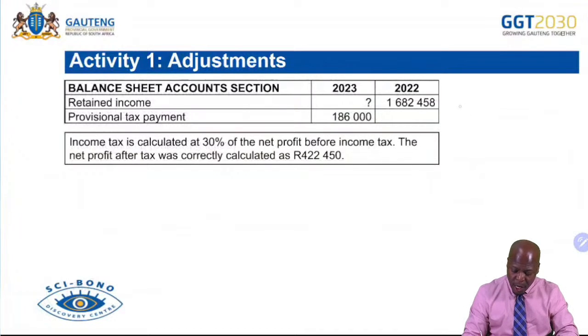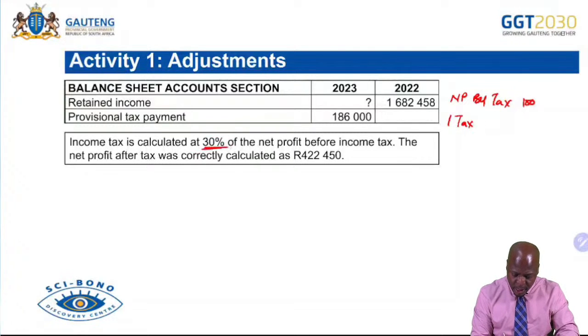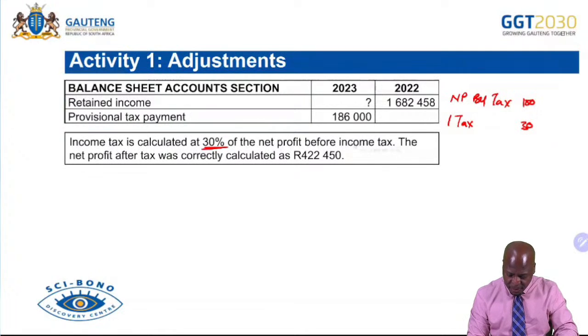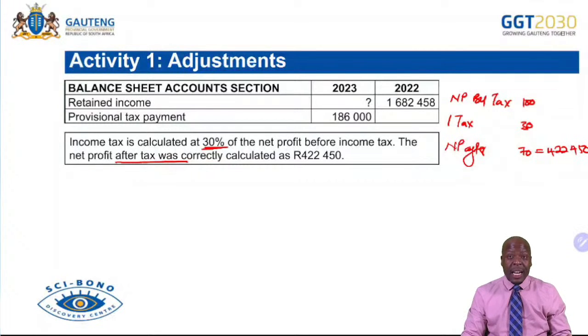So that therefore means we would get our net profit before tax, which is 100, remember, and then we're told that income tax is calculated at 30%, which is 30% of the net profit before tax, and then we have net profit after tax, and the net profit after tax is now going to be 70%, and we are told it is 422,450. So we can calculate a number of things here.